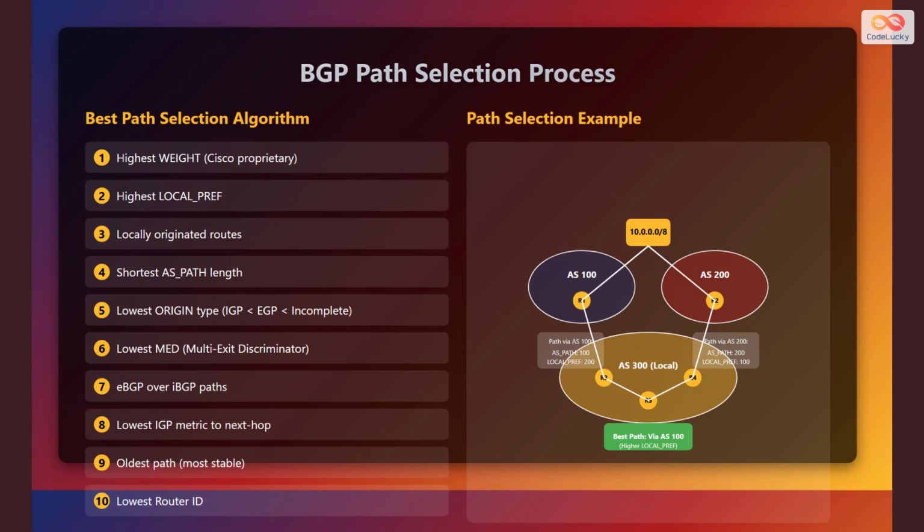Then the lowest multi-exit discriminator. Next, external BGP over internal BGP paths. Then the lowest interior gateway protocol metric to the next hop. Next, the oldest path or the most stable, and finally the lowest router ID.